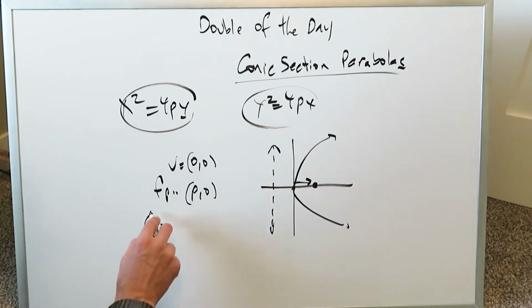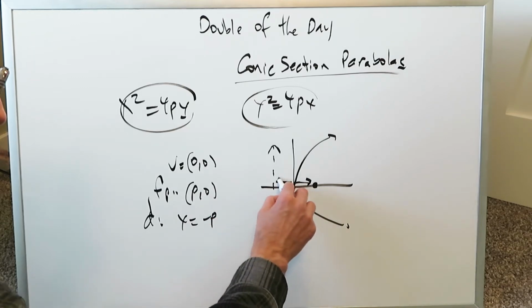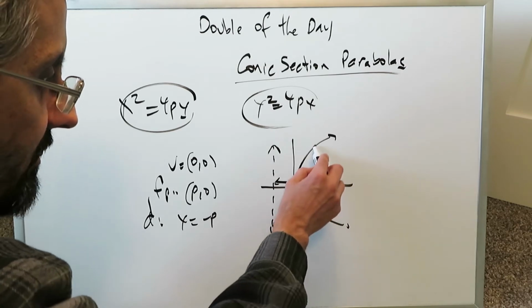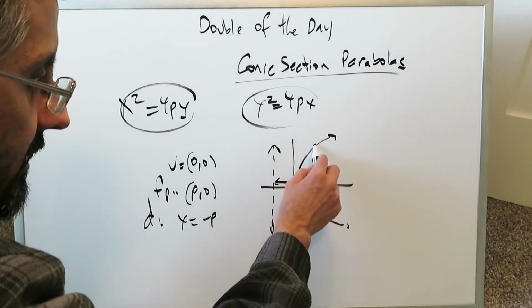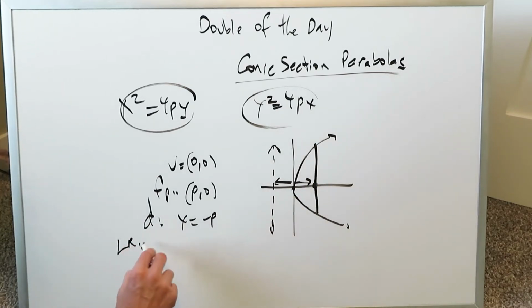Directrix, I'll abbreviate that as d. And here it happens to be x is equal to minus p, because you're p units from the other side of that vertex. You have a latus rectum. Remember, the latus rectum is a chord which goes from one side of the curve to the other side, but going through this focal point.